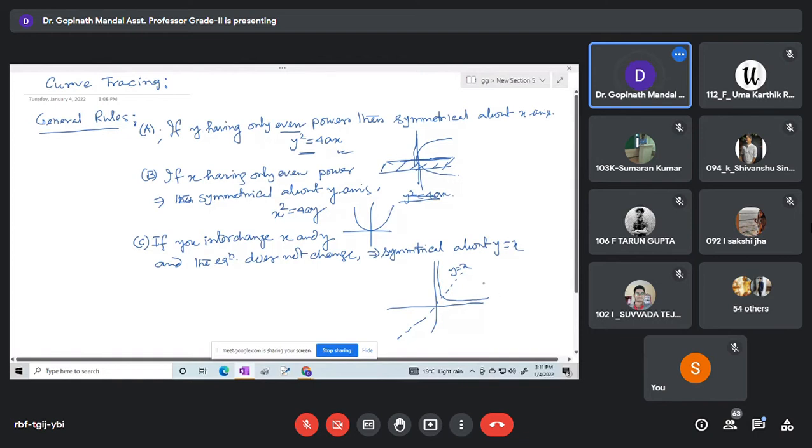If you interchange x and y, suppose this is the equation x cube plus y cube equal to xy. So interchange x and y, so this will be y cube plus x cube equal to xy, same equation. So this will be symmetrical about y equal to x. So general rules, first we have to find the symmetry.